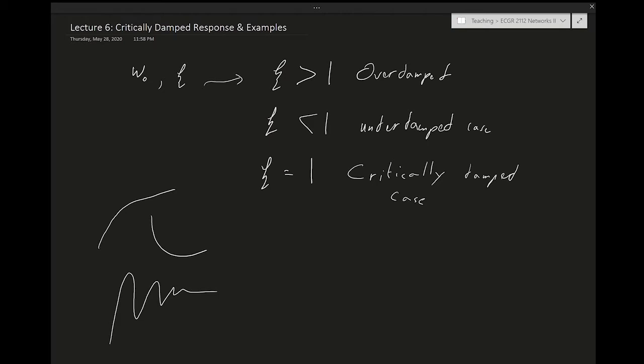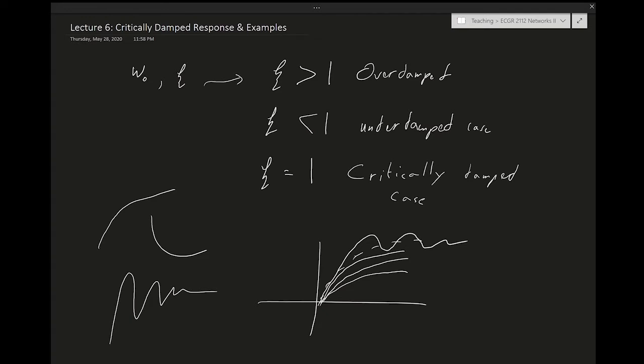It's the borderline case. So if you look at a response of the system, when the system is overdamped, it might look something like this, and then it becomes less damped until it hits a point where it's critically damped, and then if you go beyond that point, the system starts to get oscillatory a little bit. Okay, and then if you become more and more underdamped, the system gets more oscillatory.